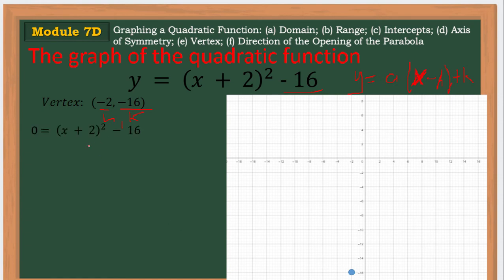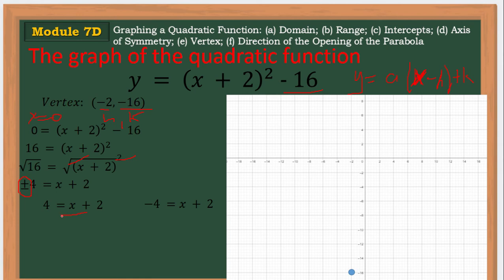So, next, if y is equal to 0, find natin ang x-intercept. Yung negative 16, nilipat na natin dito sa kabila, naging positive. Then, square root natin both sides, kahit hindi na natin expand. Then, simplify, cancel na yon. So, remaining, square root ng 16 is positive and negative 4, is equal to x plus 2. Pag hiwalayin natin si positive and negative. Then, solve for x.